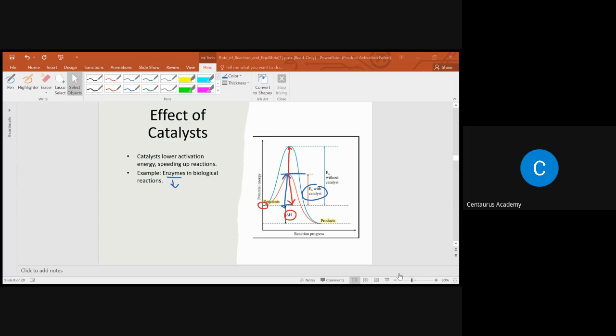Ayla said the Haber process and the contact process. In the Haber process and the contact process, these are chemical reactions. Yes, Ryan. Isn't there an enzyme called pectinase for fruit juice? Yes, very good.